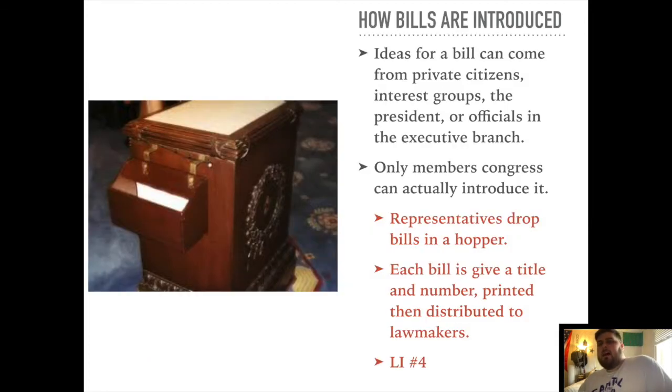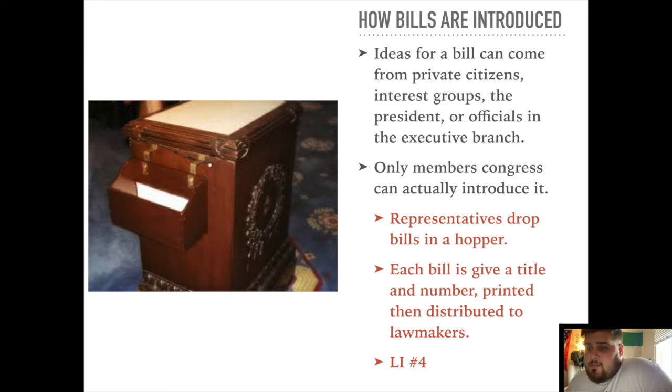Next thing here, again, how bills are introduced. So we talked about this before with the hopper. So again, kind of same idea here. Ideas for a bill can come from private citizens, interest groups, the president, or officials in the executive branch. So it can really come from anywhere.